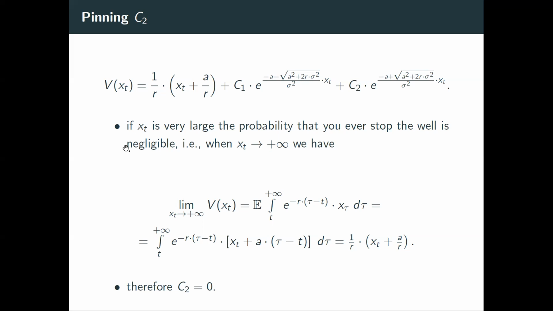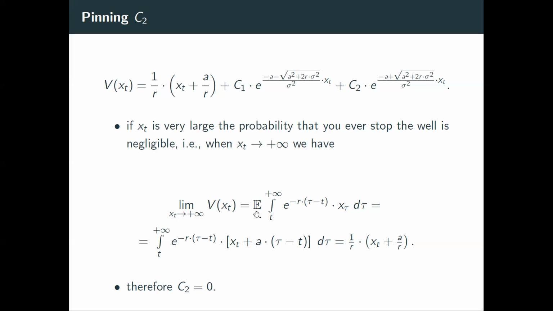And therefore, what does it mean? It means that the value function, when your xt approaches plus infinity, when it becomes arbitrarily large, should be equal to just the value from operating this oil well forever. With xt arbitrarily high, your value from operating the well should approach the value from operating this oil well forever, because the probability of shutting it down becomes arbitrarily small.